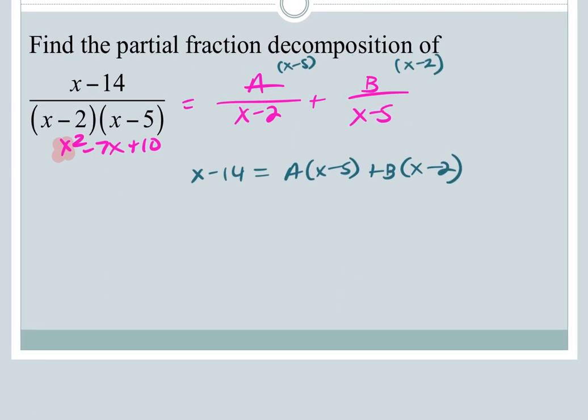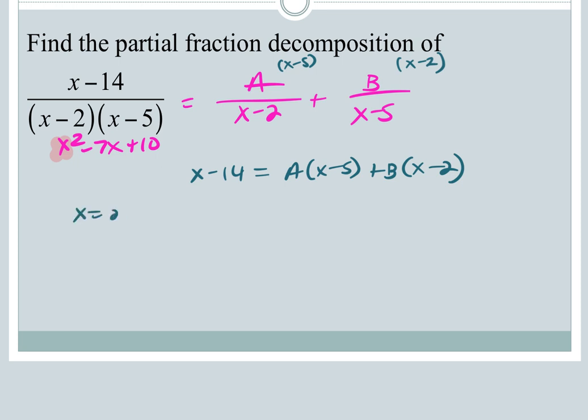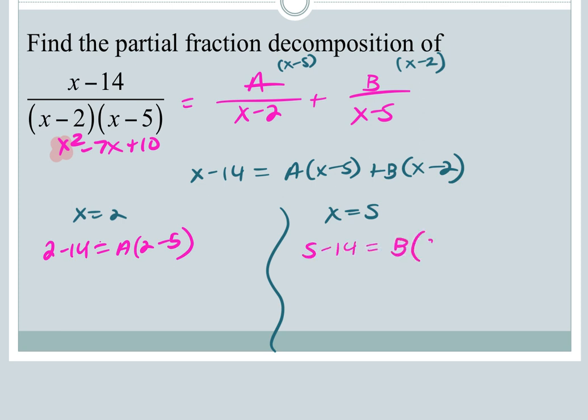What 2 values of x are you plugging in? 2 and 5. Now let me show you a shortcut. If I plug in 2, which variable is going away? B. Don't even write it. Just do 2 minus 14 equals A times 2 minus 5. Ignore the B. If I plug in 5, what variable goes away? A, don't even write the A. 5 minus 14 equals B times 5 minus 2.